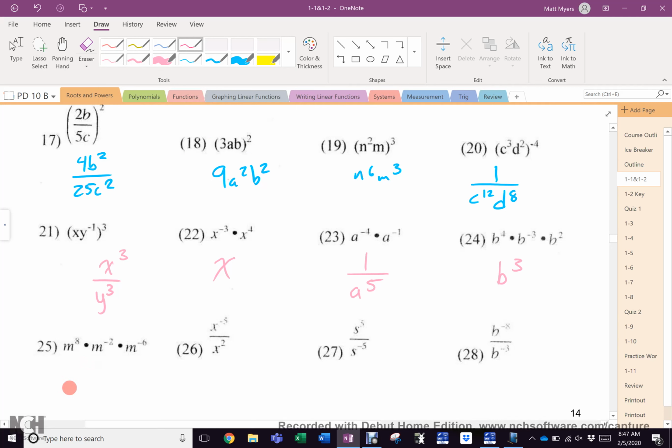Oh man. Number 25. 1. 1? 1. Why? Because it is m to the 0. Yeah, buddy. 26. 1 over x to the 7th. Because negative 5 minus 2 is 7. Or you bring that negative 5 down here and it becomes positive and you're not allowed to have 0 up top. And this is hard to see. That's a 5 and that's a negative 5. So what is 27?